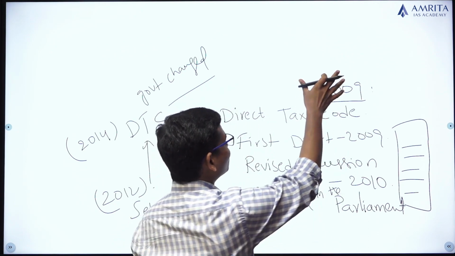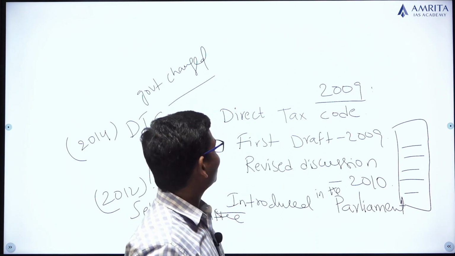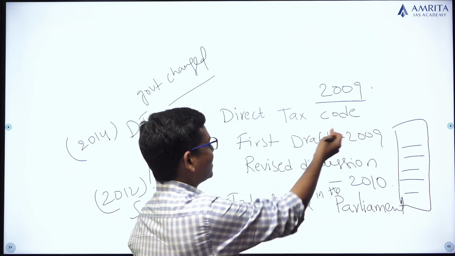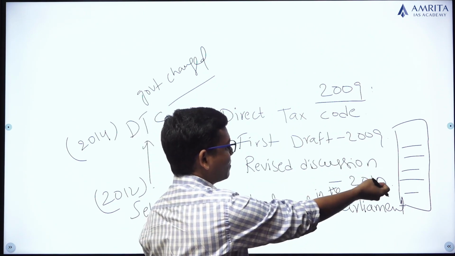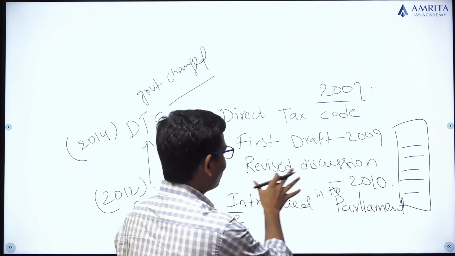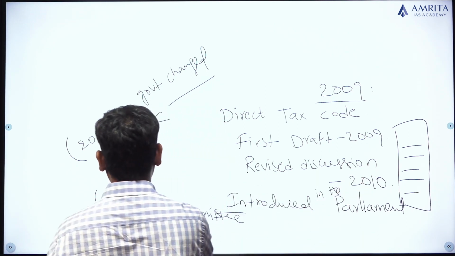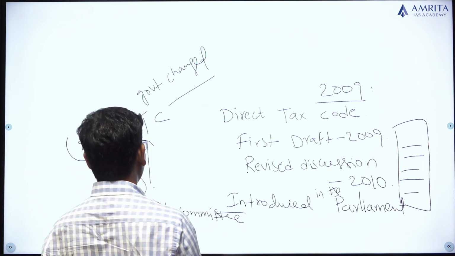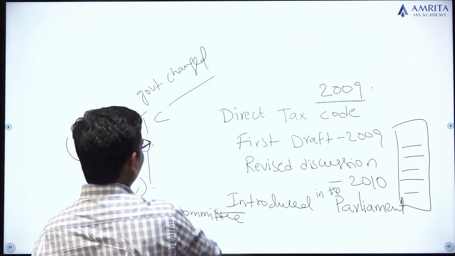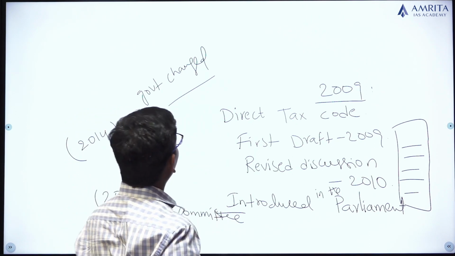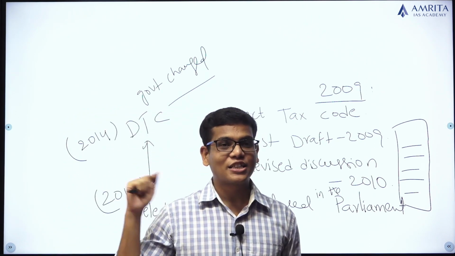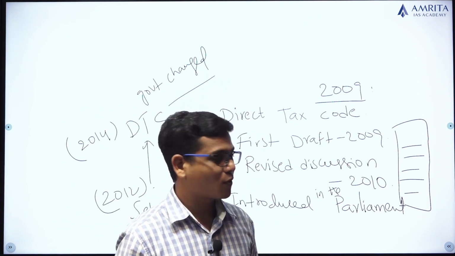So the process was mooted in the year 2009 with a direct tax code. Later the first draft was released, and a revised discussion paper was released in 2010. Then we presented it in parliament, and it went to the select committee. They gave recommendations, and based on them we prepared the final draft, but unfortunately by that time the government changed and the bill lapsed there itself.